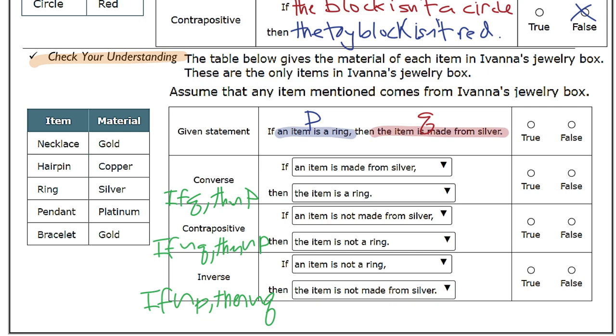So our first thing is looking at this. We have a necklace, a hairpin, a ring, a pendant, and a bracelet. A necklace is gold, a bracelet is gold. All of the others have their own distinct colors. So hairpin's copper, ring is silver, pendant is platinum.